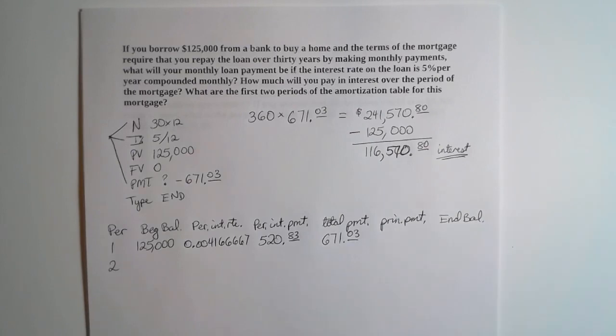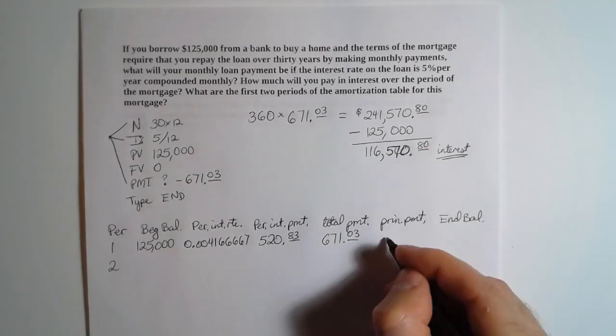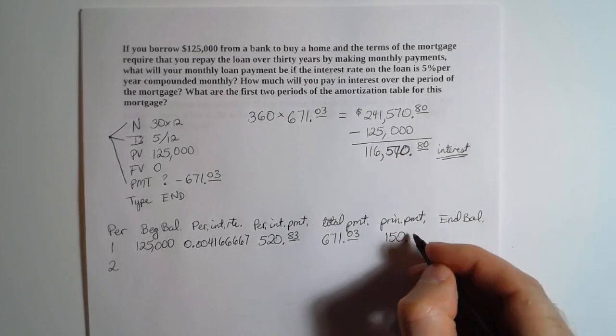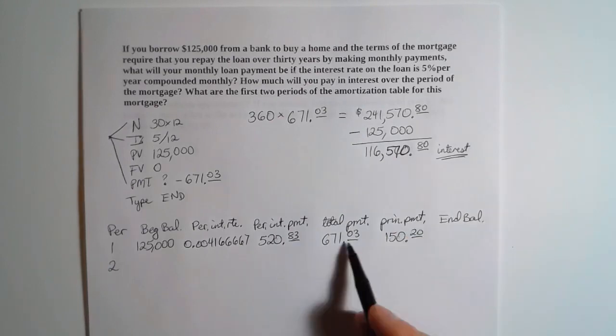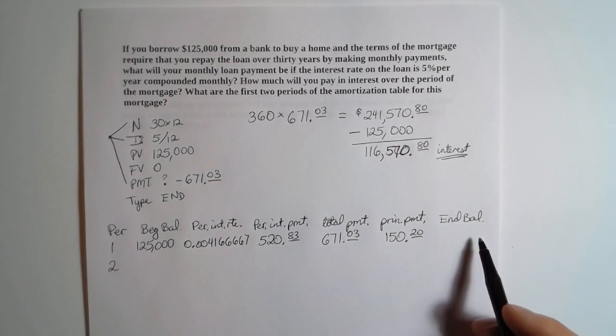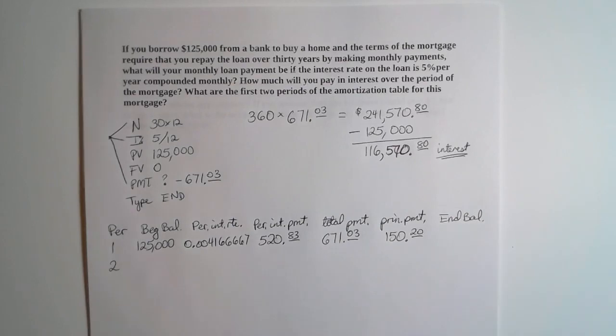I'm going to give you an opportunity to pause the video here to solve that out. If you pause the video and solve that out, what you should have gotten was a principal payment of $150.20. So you sent the bank money amounting to $671.03. $520.83 went to interest, $150.20 went to pay off the loan amount. Now to find the ending balance, how much you ended the month owing the bank, what you can do is you can take the beginning balance of $125,000 less how much you actually paid off on the loan. So at this point I recommend that you pause the video to work that number out.